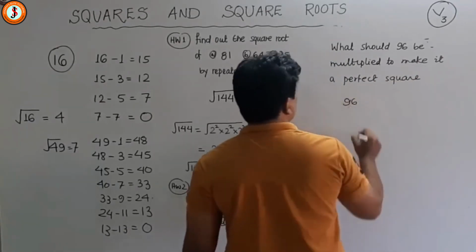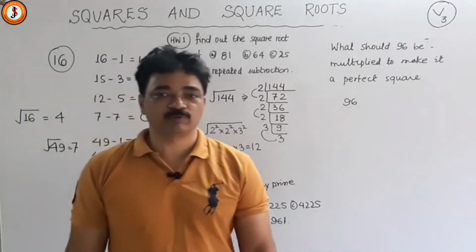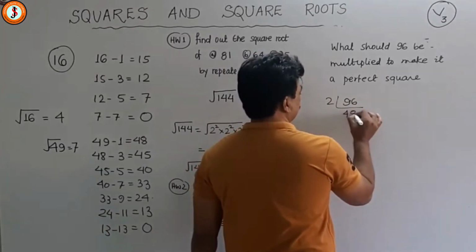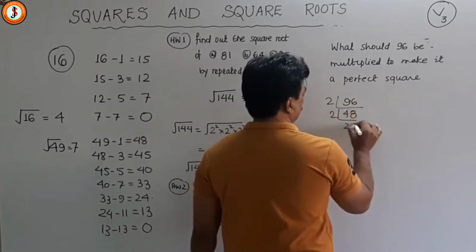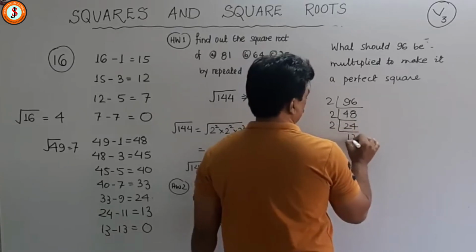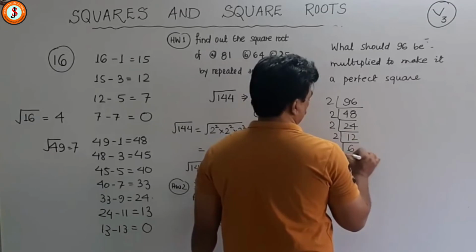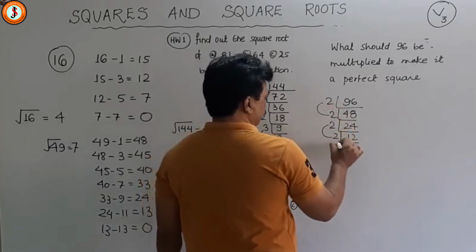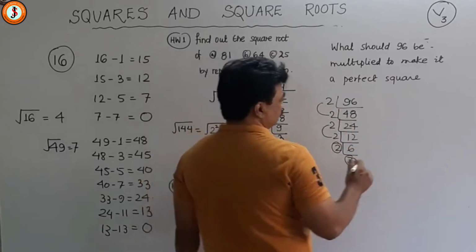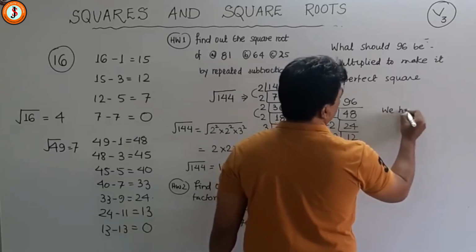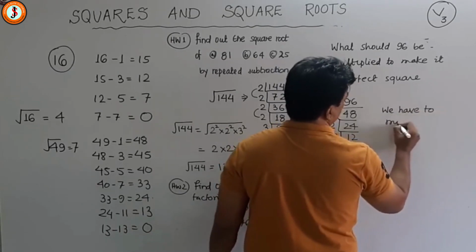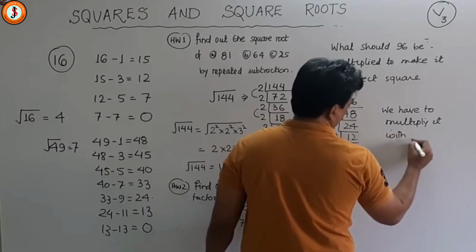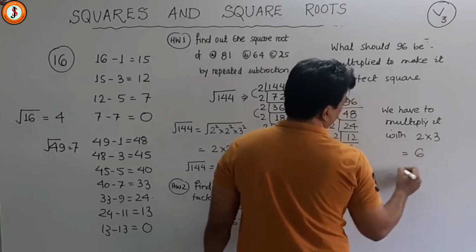So 96, what should 96 be multiplied by to make it a perfect square? Yeah, start. Okay, we have to find out the prime factors. So this is paired, this is paired. We don't have a pair of 2 and we don't have a pair of 3. That means we have to multiply it by 2 and 3. That means we have to multiply it by 6.